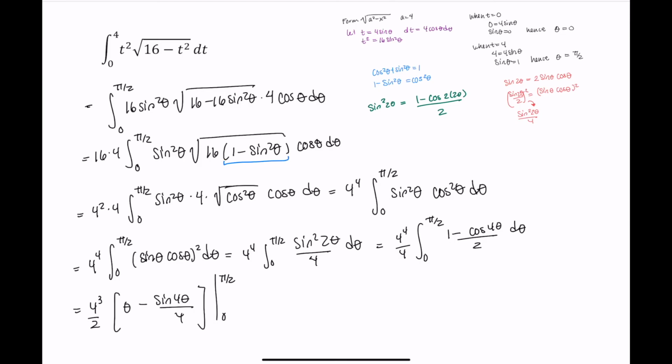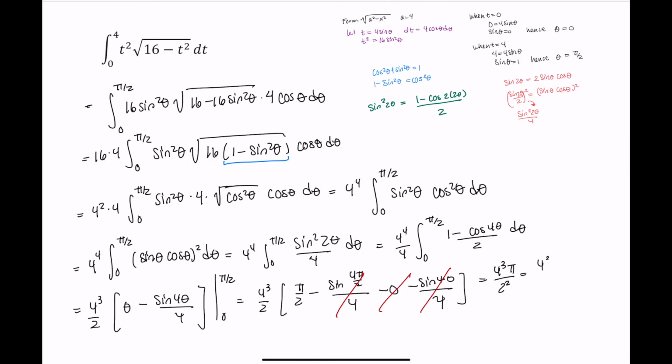I can now evaluate this at my limits of integration to get 4 cubed over 2 times pi over 2 minus sine of 4 times pi over 2, over 4, minus 0 minus sine of 4 times 0 over 4. Now every term vanishes except one, because all those three become 0. So we're left with 4 cubed pi over 2 squared, which is just 4 cubed pi over 4, or 4 squared pi. 4 squared is 16, so this just becomes 16 pi. So this entire integral is equal to 16 pi.